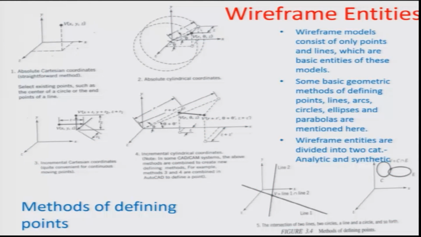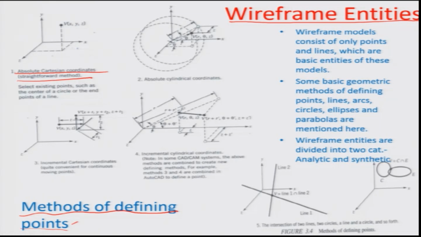So, if you look at different wireframe entities, the first entity which comes to mind is how you define points, and there are many ways of defining points. For example, a point can simply be defined using an absolute Cartesian coordinate. It is a straightforward method.